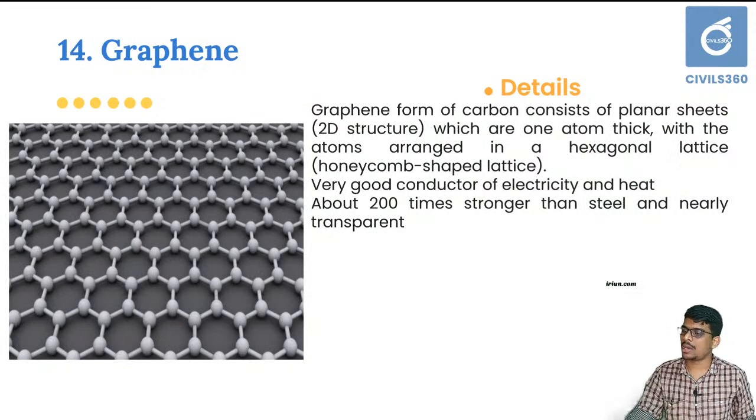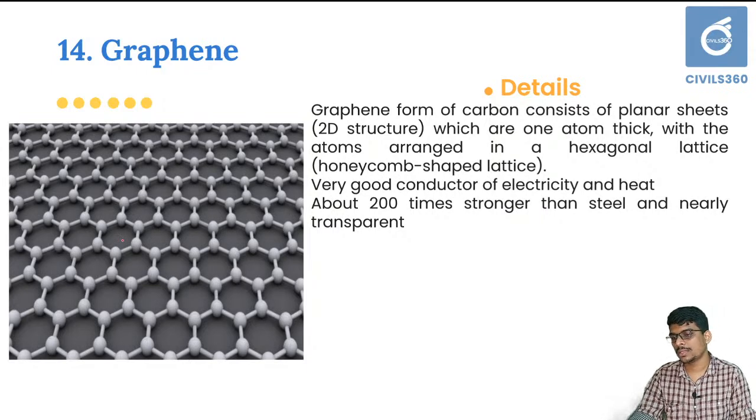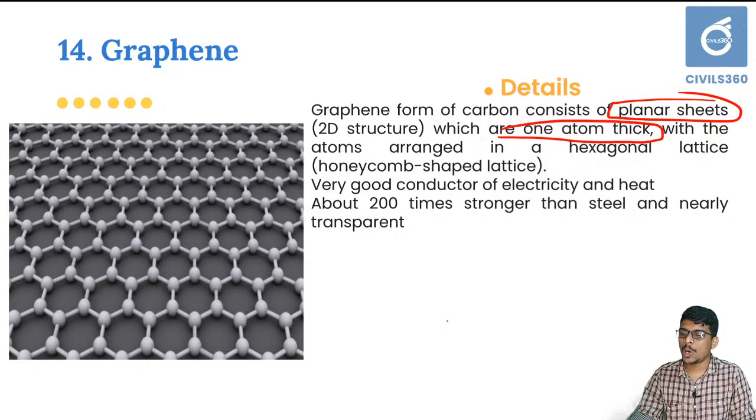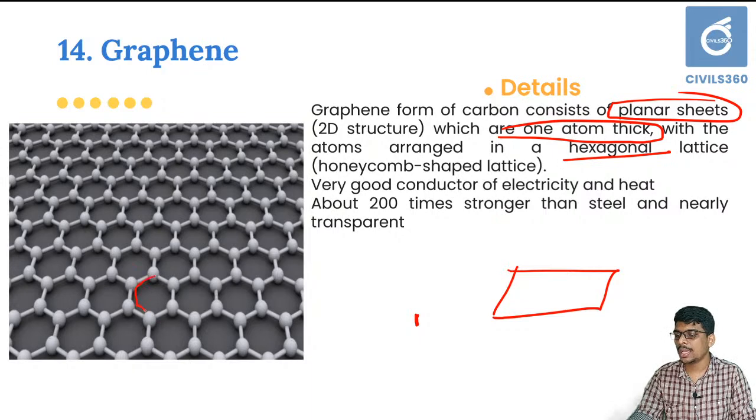Next one is graphene. Graphene is important for your prelims from 2000 only itself. Almost every prelims mock test will have certain questions on graphene. So just understand what graphene is. Graphene is a form of carbon consisting of planar sheets, that is, one atom thick, almost without a height, considered a two-dimensional structure with the atoms arranged in a hexagonal lattice. Atoms will be arranged in a hexagonal lattice and it is the most planar form of carbon. It is a honeycomb-shaped lattice, and the carbon is one atom thick.